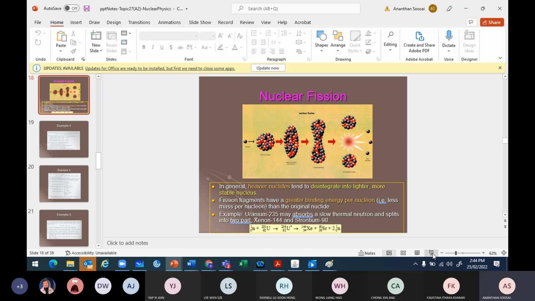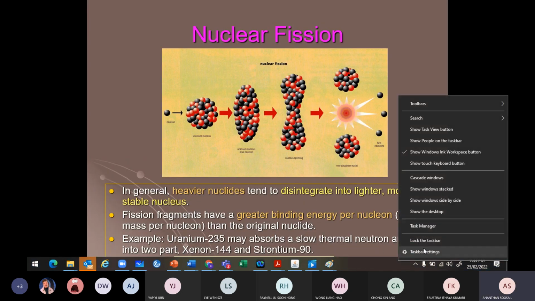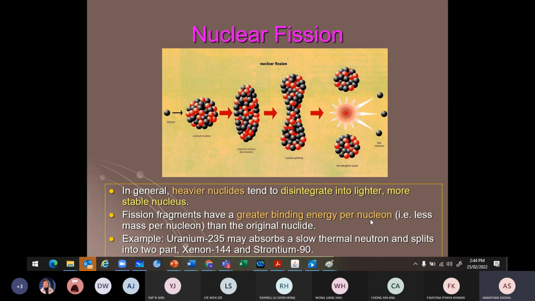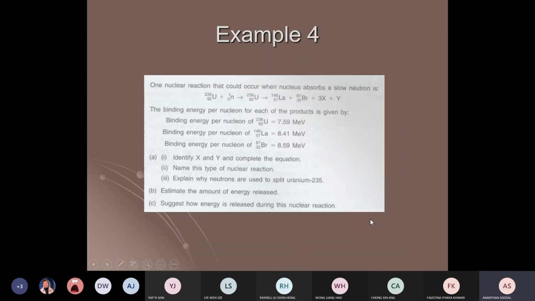That day we discussed fission and fusion. Let's go through one example. We want to calculate the energy release for this process. Look at the question.